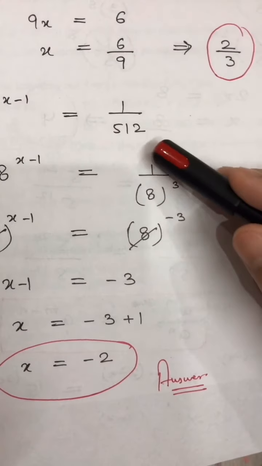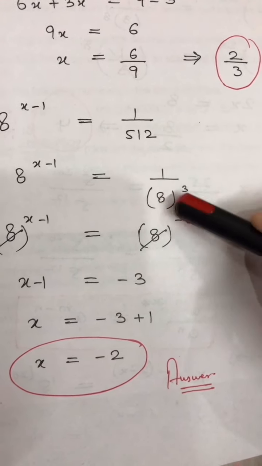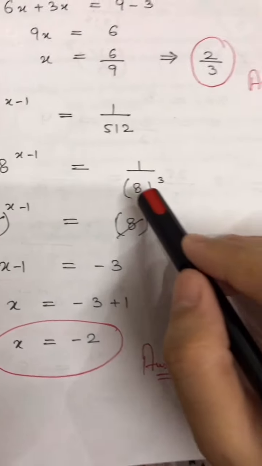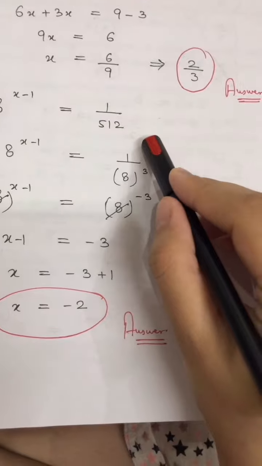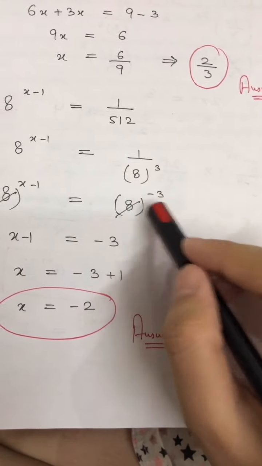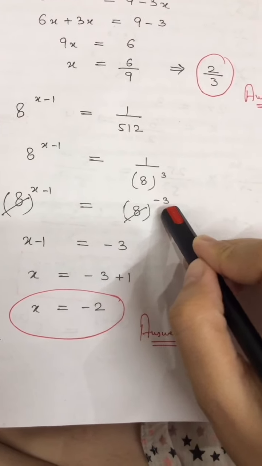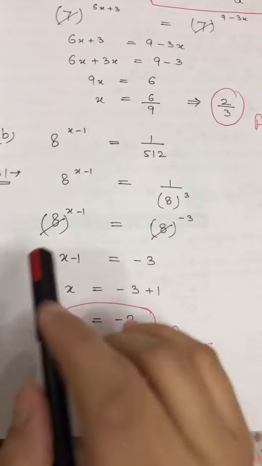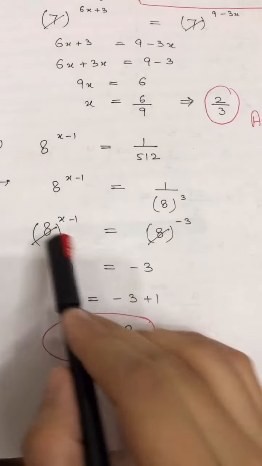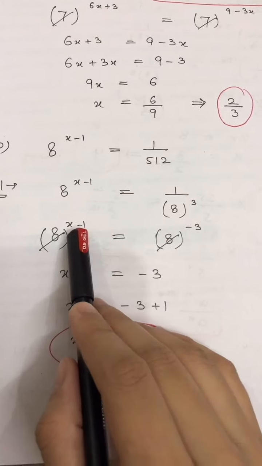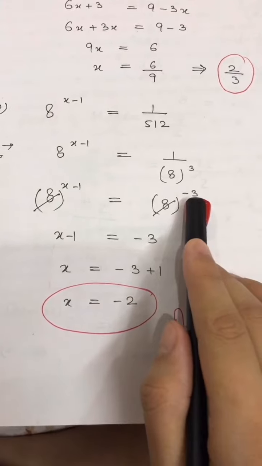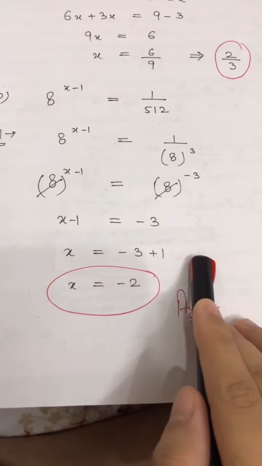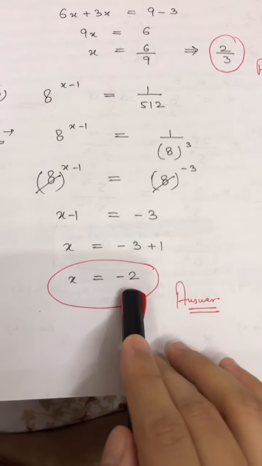This is a very important step. If a number is in the reciprocal with a power and you want to remove the reciprocal, that is, write the denominator in the numerator, then the power will go negative. Now see this step very carefully and practice it. Now the bases are the same, so you can cancel both bases. What is left here? x minus 1, and what is left here? Minus 3. You can take the constant value this side, and the answer will be x is equal to minus 2.